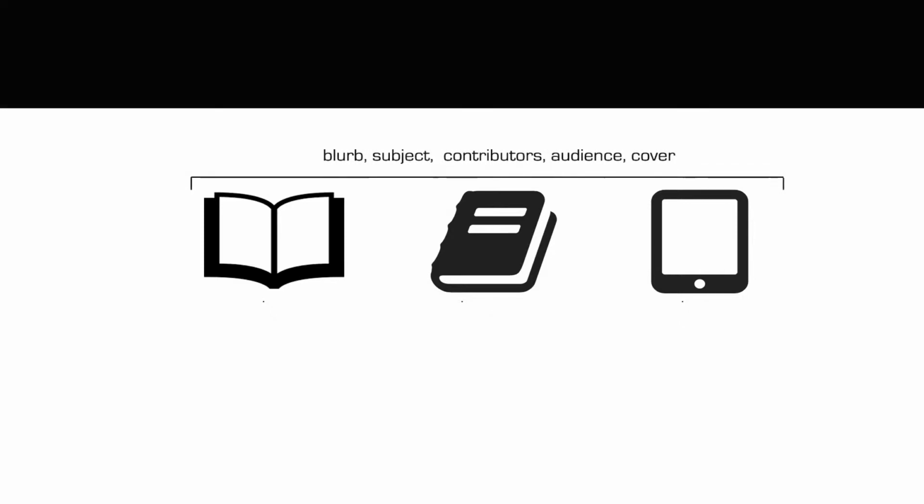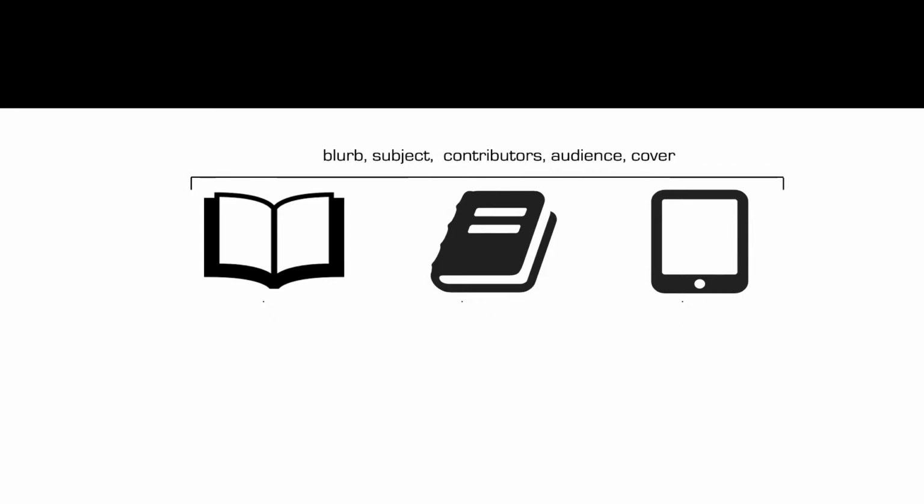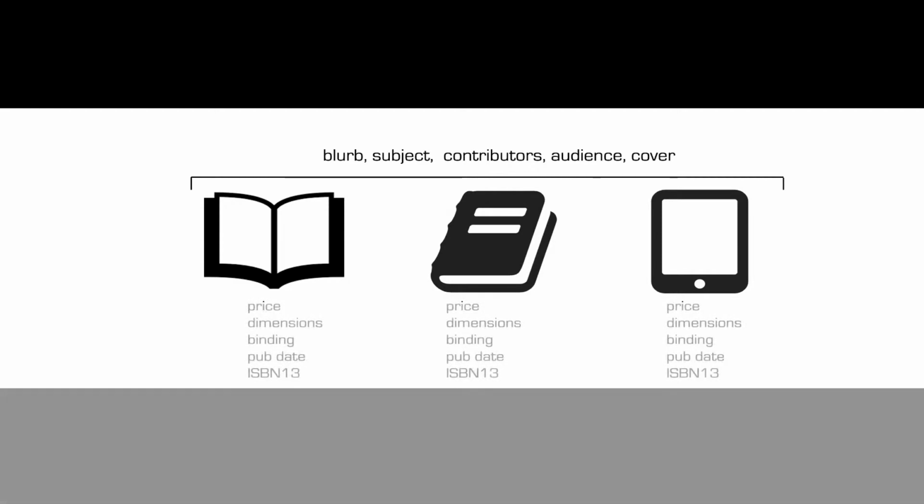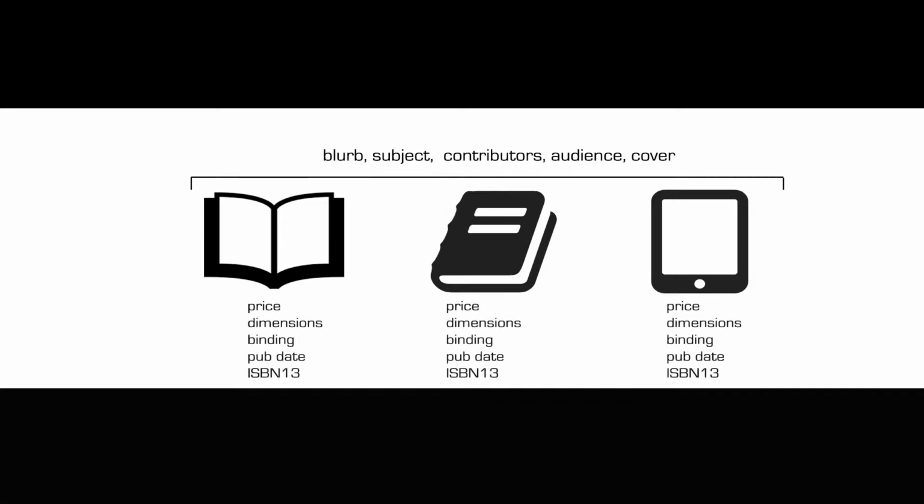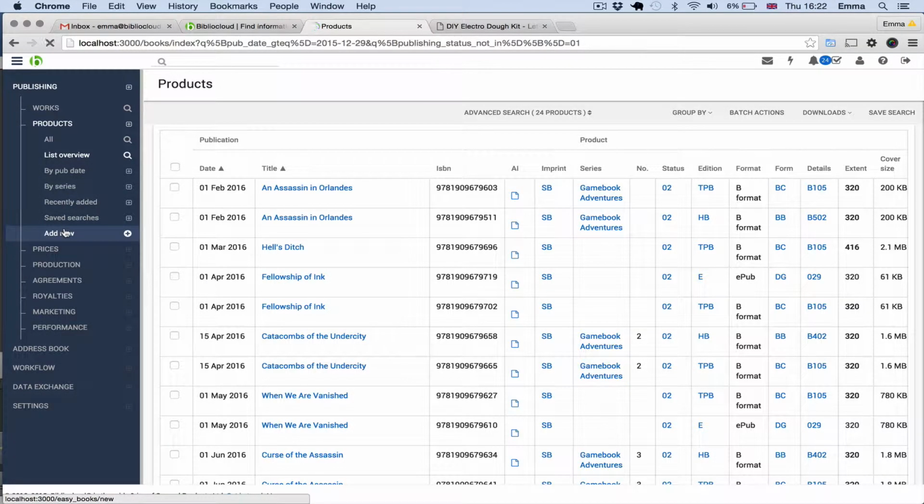There's quite a bit of information that will apply to all 3 products, which thankfully Bibliocloud won't make me enter 3 times. So the blurb, the subject, the contributors and the audience won't change, for example, regardless of which product we're thinking about. There's other information which is dependent on the product, the dimensions, the price, the binding and so on. Let's look at how Bibliocloud helps us to set all this up in the most straightforward way and with the least amount of effort.